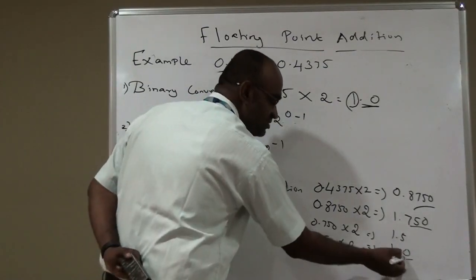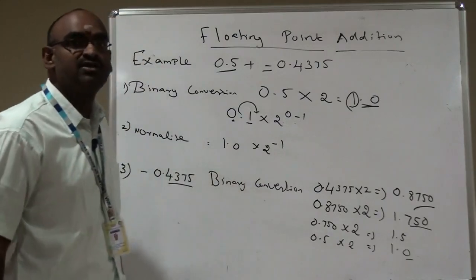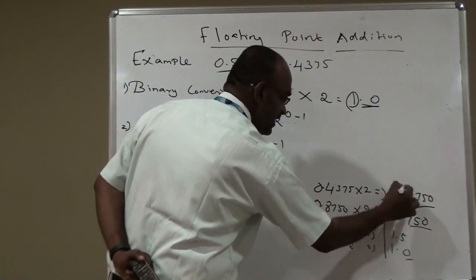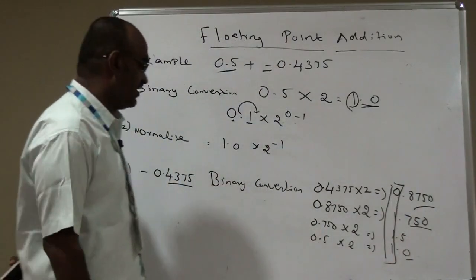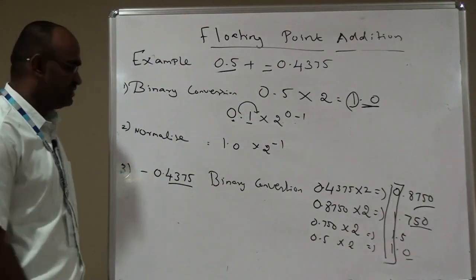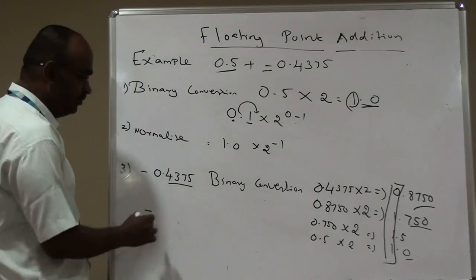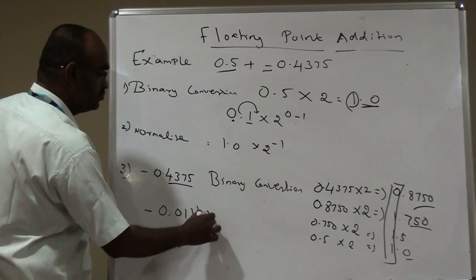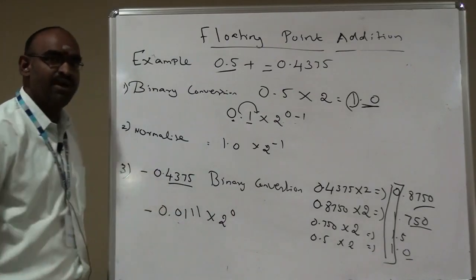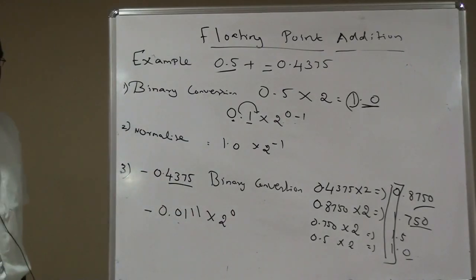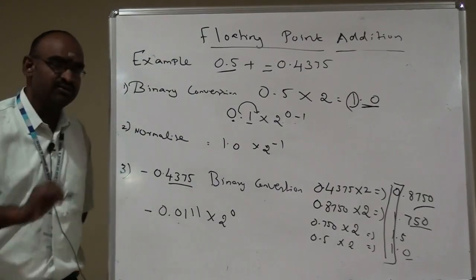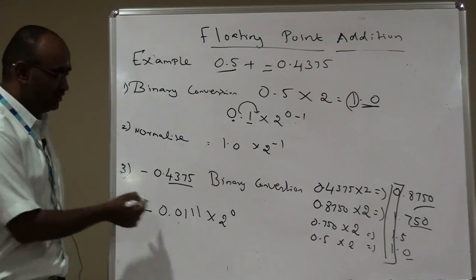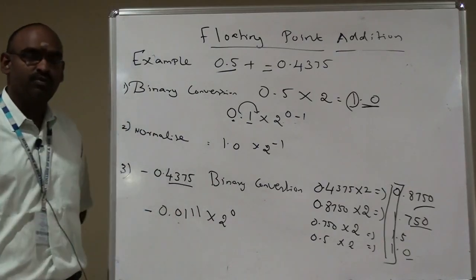When the fractional part is 0, all further multiplications give zeros. So the values from top to bottom are replaced in the fractional part in place of 4375. So the negative value we get is 0.0111 into 2 power 0. This is the binary conversion of that floating point number. Never skip this negative sign, that is very important. When you do the significand addition, we have to take the 2's complement. So minus 0.0111 into 2 power 0.